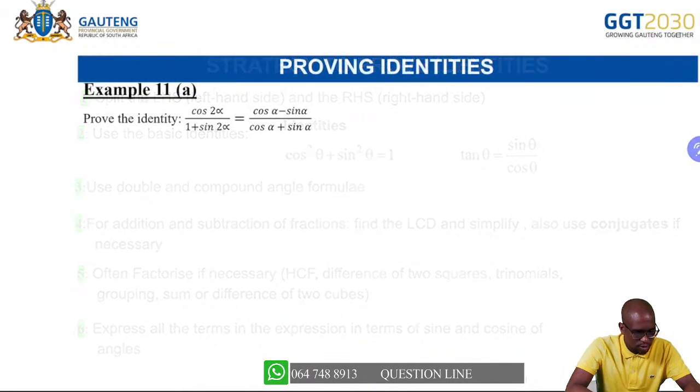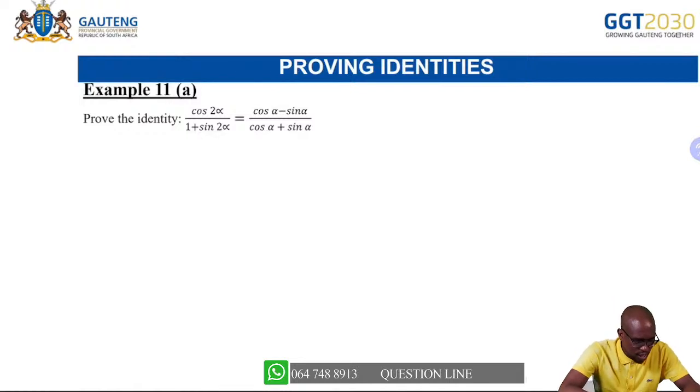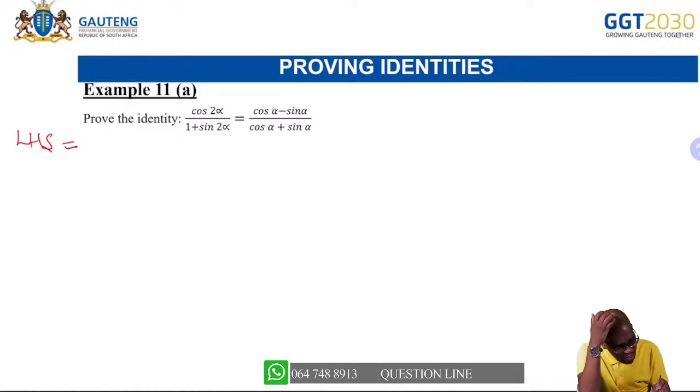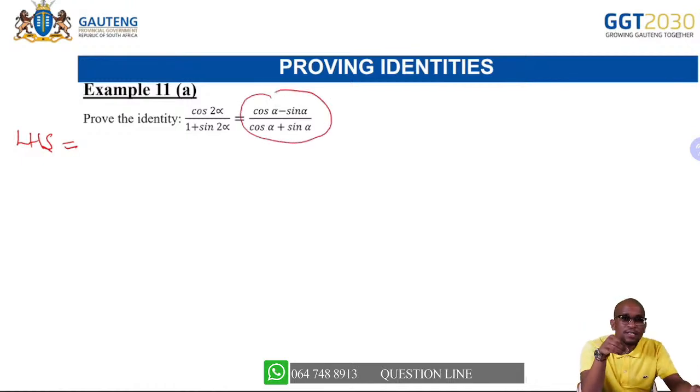Right, let's look at the first one. Prove the identity: the cosine of 2 alpha divided by 1 plus the sine of 2 alpha is the cosine of alpha minus the sine of alpha divided by the cosine of alpha plus the sine of alpha. Now, we know with our identities, we need to isolate the left-hand side and the right-hand side. In this case, you can see on the left-hand side, yes, there's something you can do. You can use the conjugates there. However, it is much easier to start with the left-hand side because you have the double angles. So, you have your formula sheet and the double angle formula.